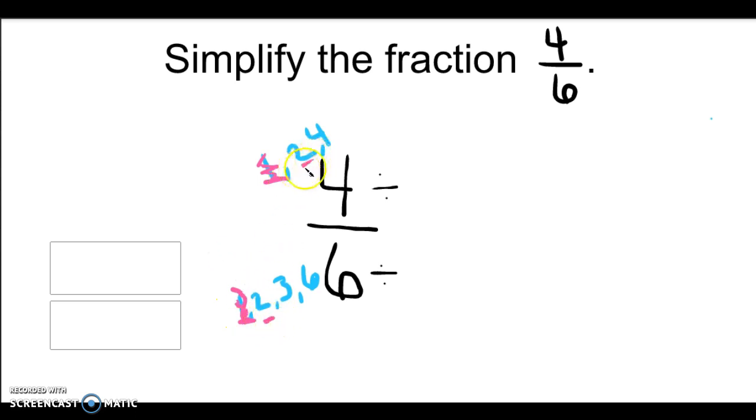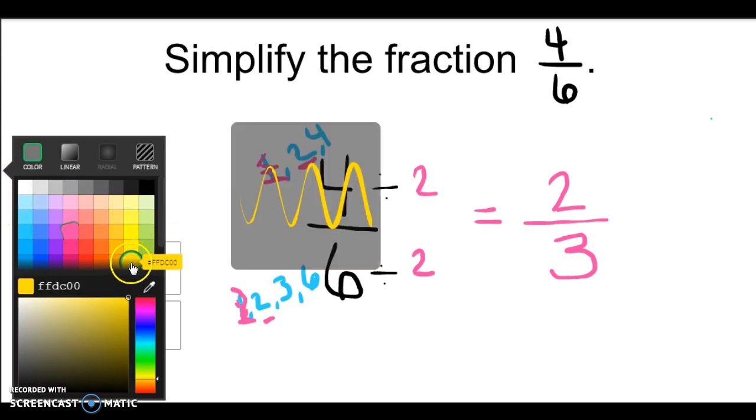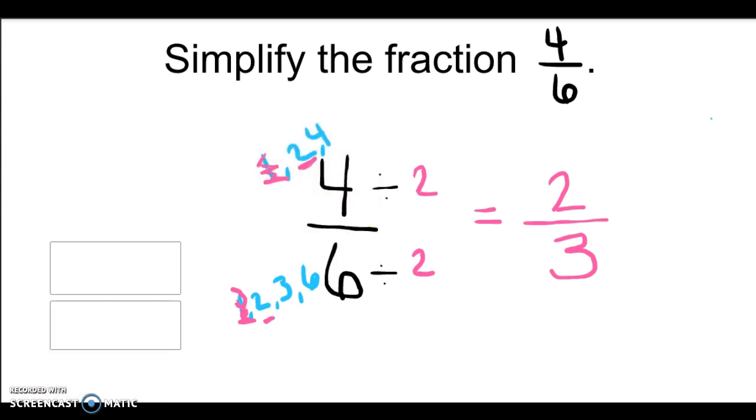But these numbers both do have a 2 in common. Okay, so 4 divided by 2 and 6 divided by 2 should give me a nice even, or a nice simple answer. Okay, so 4 divided by 2 is 2. 6 divided by 2 is 3. And I have made a simplified version of 4/6. I have made 2/3. Now I can't stop yet because sometimes I could take this a step further and make it even simpler.